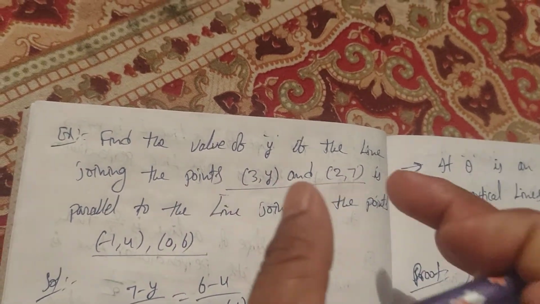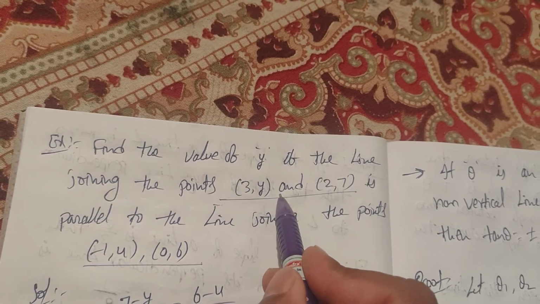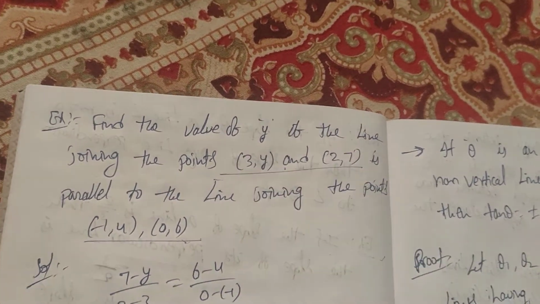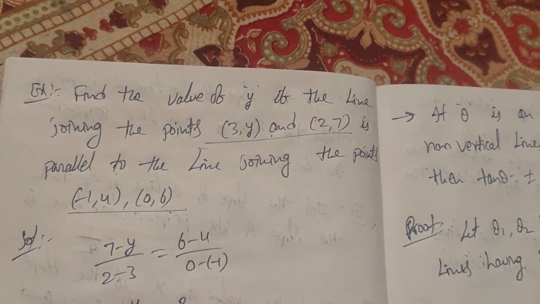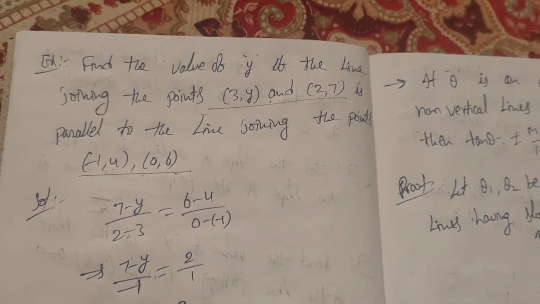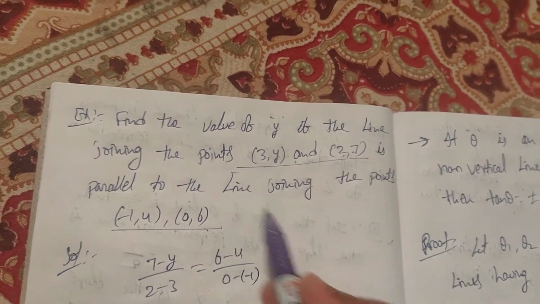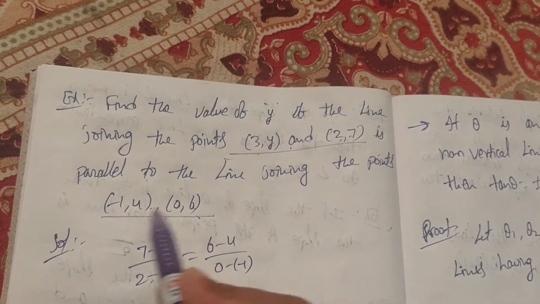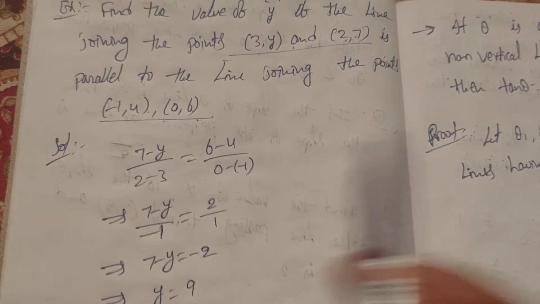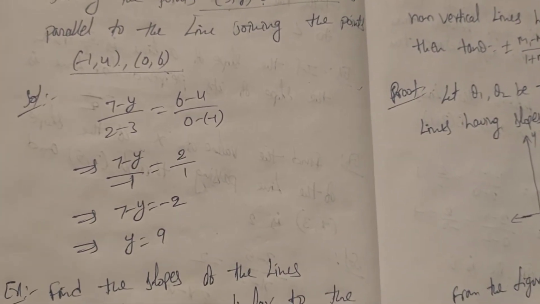That is nothing but these two lines are parallel, which means the slope of this line is equal to the slope of this line. If you know the points on the line, slope is nothing but (y2 minus y1) by (x2 minus x1). If we equate the slopes, we can get the value of y. That means (7 minus y) by (2 minus 3) is equal to (6 minus 4) by (0 minus (minus 1)). So (7 minus y) by (2 minus 3), which is minus 1, is equal to (6 minus 4), which is 2, by (0 minus (minus 1)), which is 1.